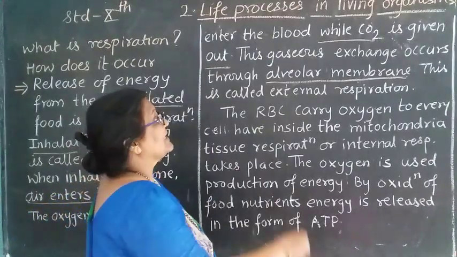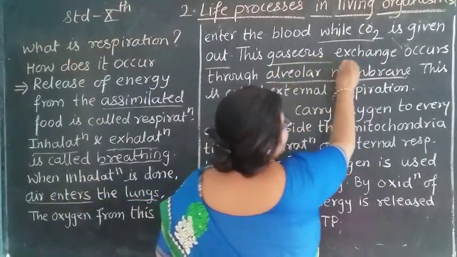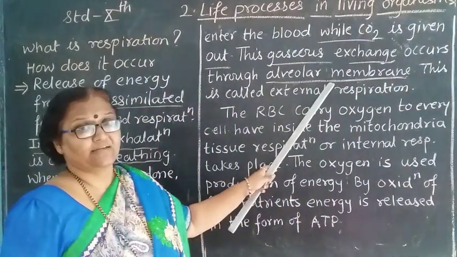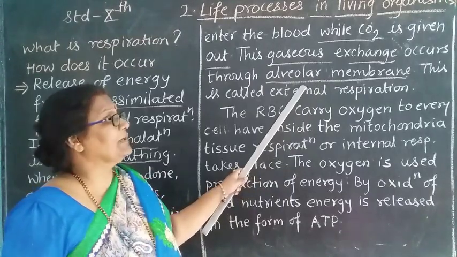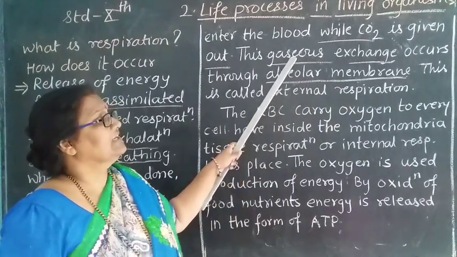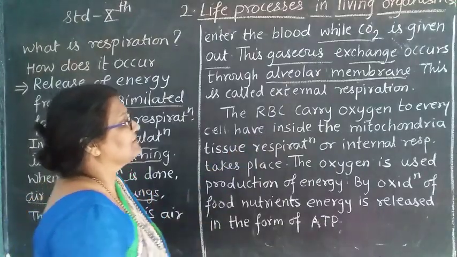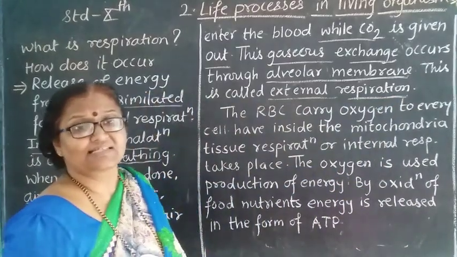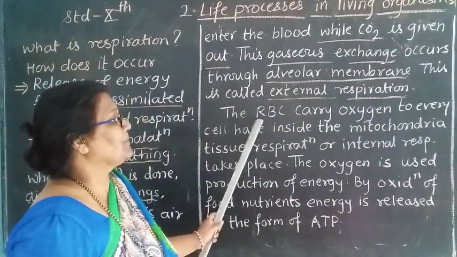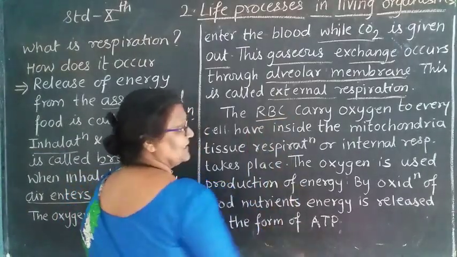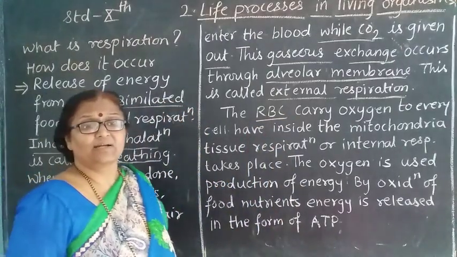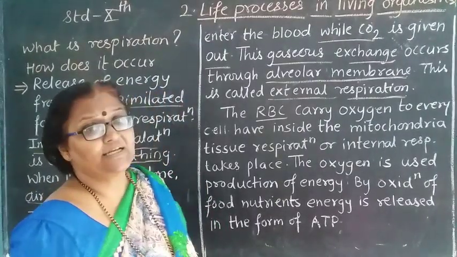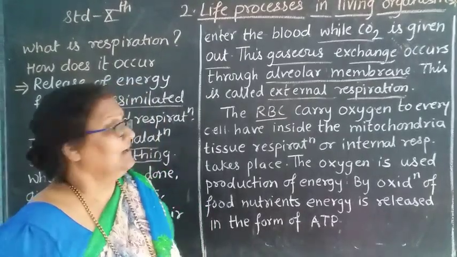So the gaseous exchange occurs through this alveolar membrane. Alveoli have a thin membrane, and through this there is an exchange of gases. This is called external respiration. The RBC means red blood cells. We know that red blood cells have a pigment called hemoglobin, and hemoglobin has a rich affinity towards oxygen.